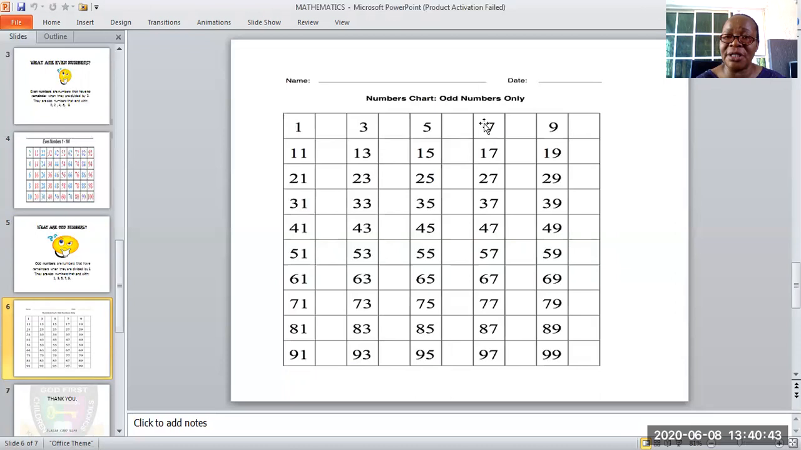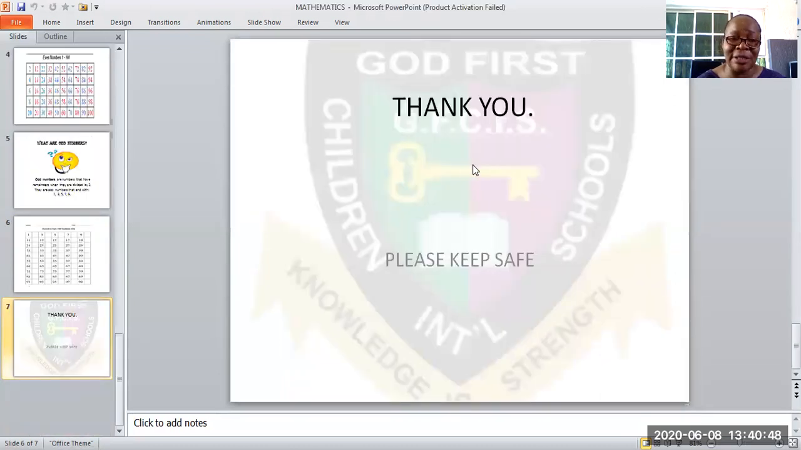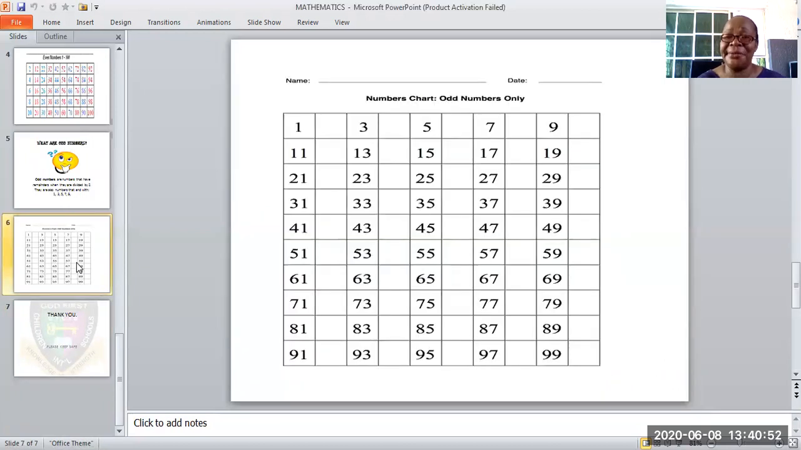Under the slot for 7, you will see that every number under that slot ends with 7. Are we clear? Now look at number 9. Observe that 19 ends with 9, 29 ends with 9, 39 ends with 9. Every number that ends with 1, 3, 5, 7, and 9 is an odd number.